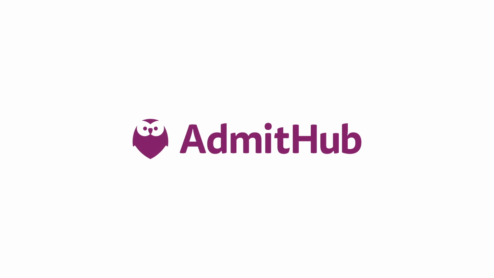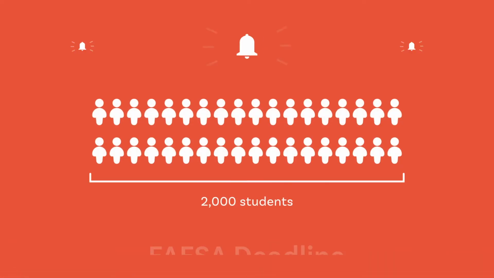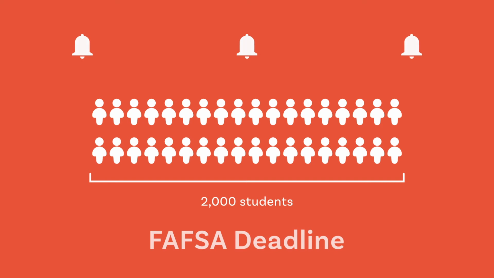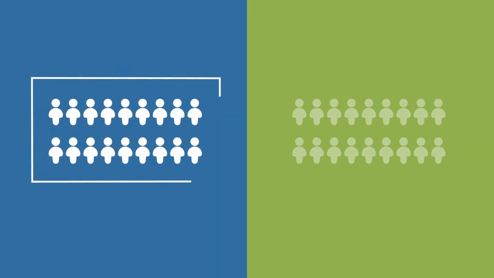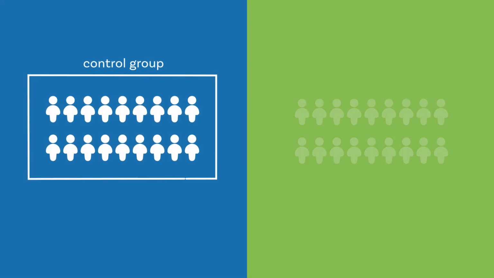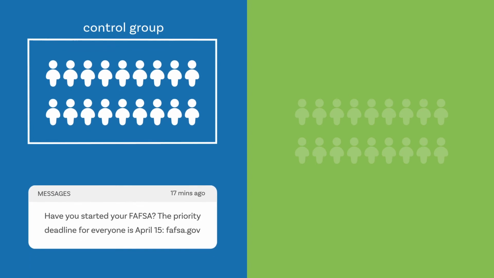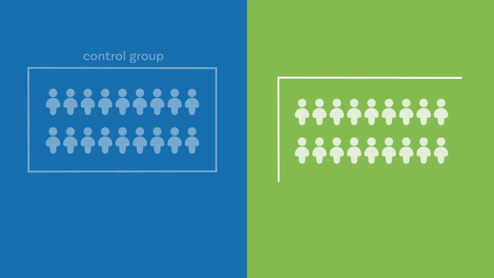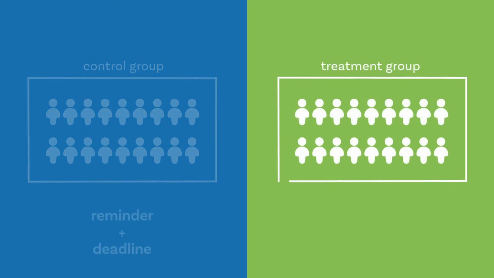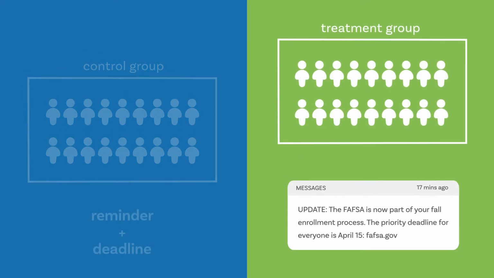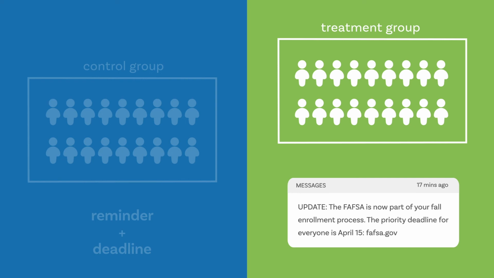To test our hypothesis, we ran an experiment in partnership with AdmitHub, a mobile messaging platform. We sent over 2,000 college students reminders about the FAFSA deadline. For half the student population, our control condition, we texted them a simple reminder that they could apply for financial aid and gave them the deadline. For the other half of students, our treatment condition, we texted them that applying for financial aid was now a part of the university's enrollment process and included the same deadline.